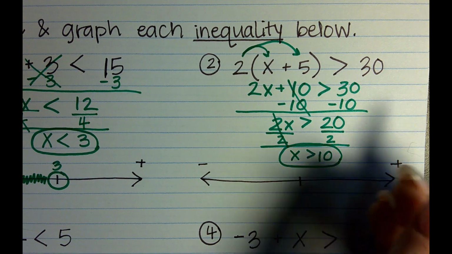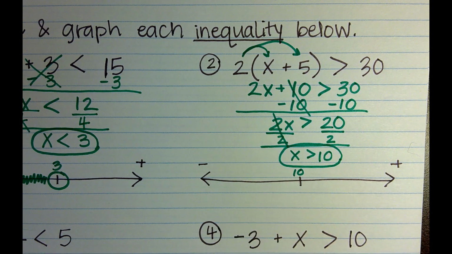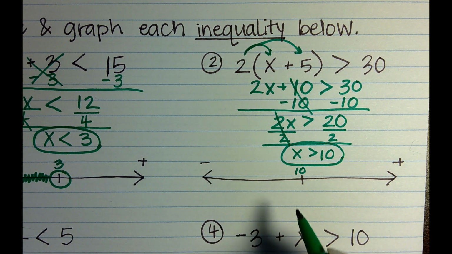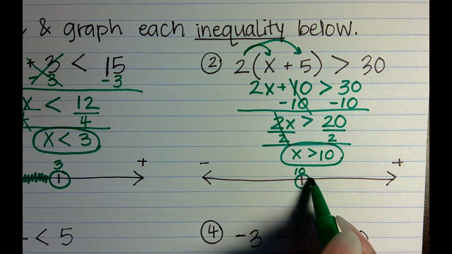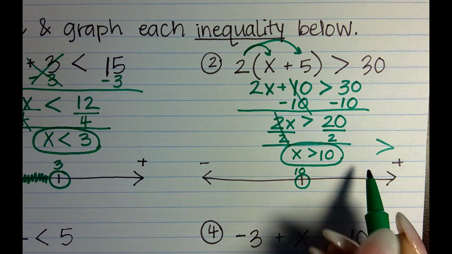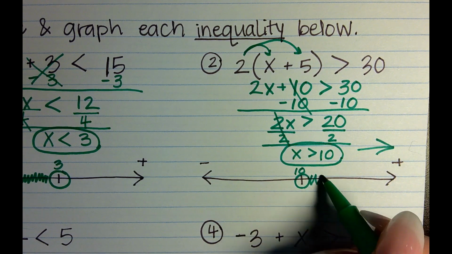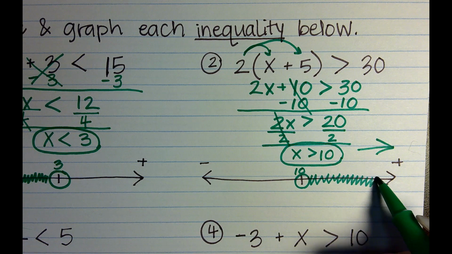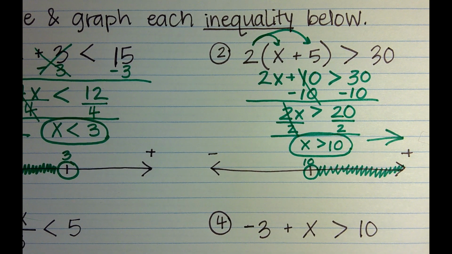So what will my graph look like? Put your 10 above the line. I want to label my graph. Circle it. Leave it unshaded and shade to the right. Good. Shade to the right. Greater than points this way to the right. And that would be my answer. You guys get that one?